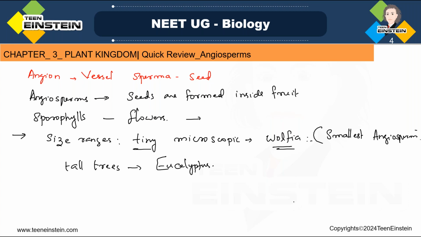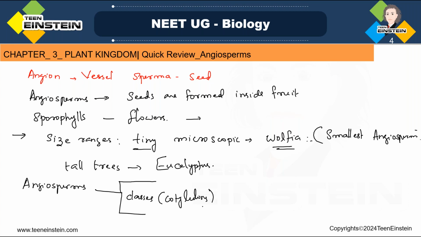And angiosperms are divided into two classes. Which are the two classes of angiosperms? Angiosperms are divided into two classes, and that classification is based on the number of embryonic leaves, that is, based on cotyledons.